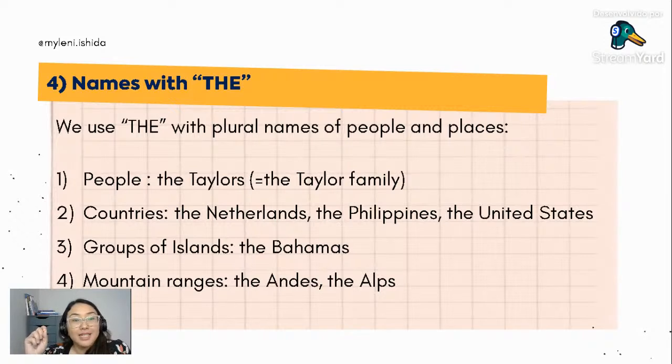Another situation, the United Kingdom. The United Kingdom is a combination of 4 countries, so we have to say the, okay? Group of islands, like I told you, the Philippines, the Bahamas, okay? The mountain range, the Andes, the Alps, okay? I always have to use the definite article as well, okay? Let's practice right away.